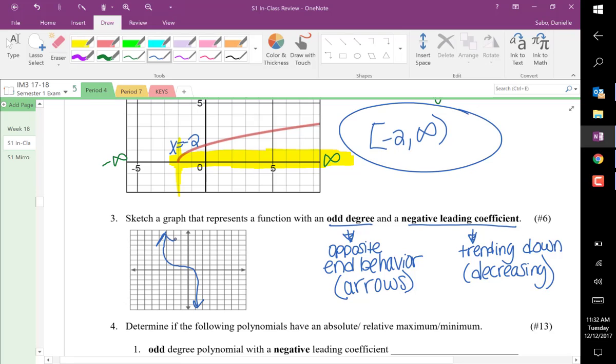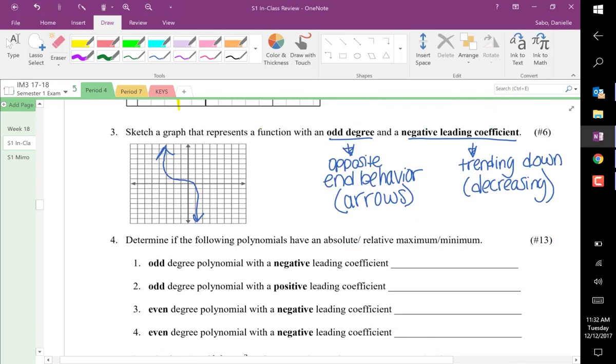And the opposite end behaviors. So here we go. The opposite arrows are there. Check. And it looks like it's ending down. It is ending down. Question on that one? It does not have to go through 0. Okay. You could have drawn anything. You could have been like over here. As long as you have it looking like it's going down, the arrows are opposite.